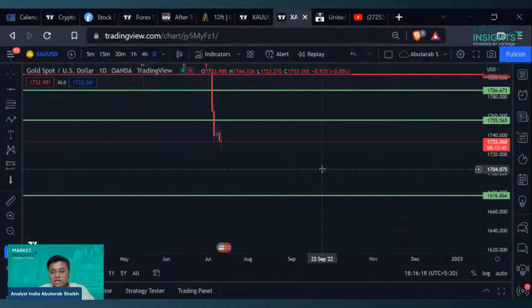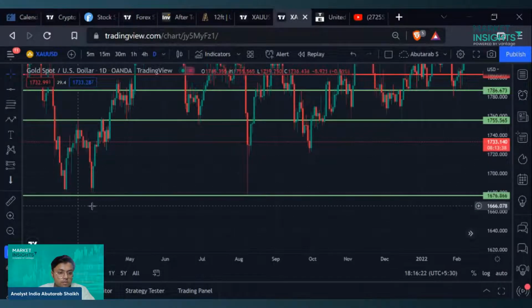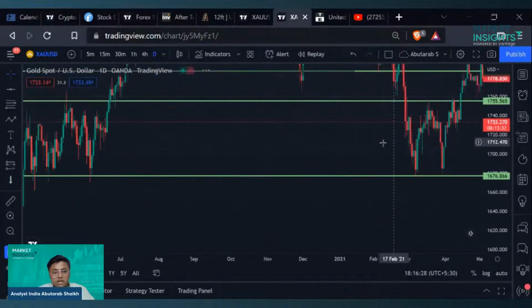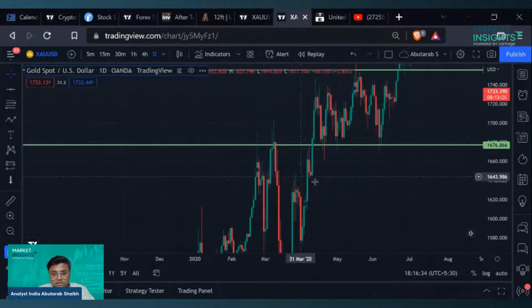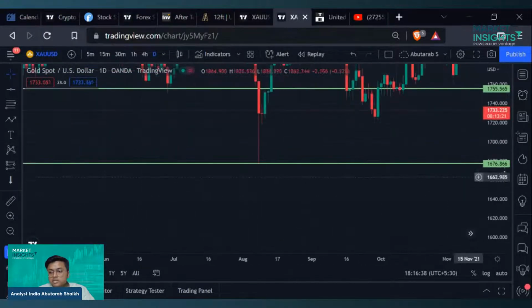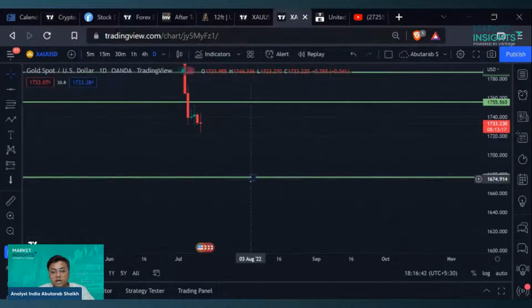But we can say, as we have drawn this level previously in the history, it has been played. It has played a major support role for gold. Multiple times it has been tested. Look at this consolidation, it has happened at this level only. Look at these resistance levels, right? Multiple times they have been tested. That means 1670s to 1680 will be the next levels of gold.